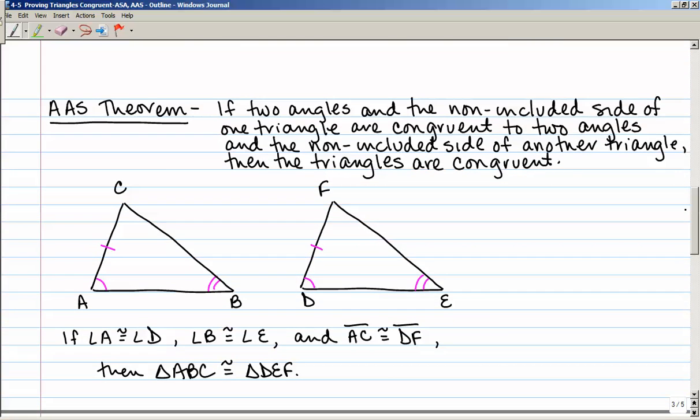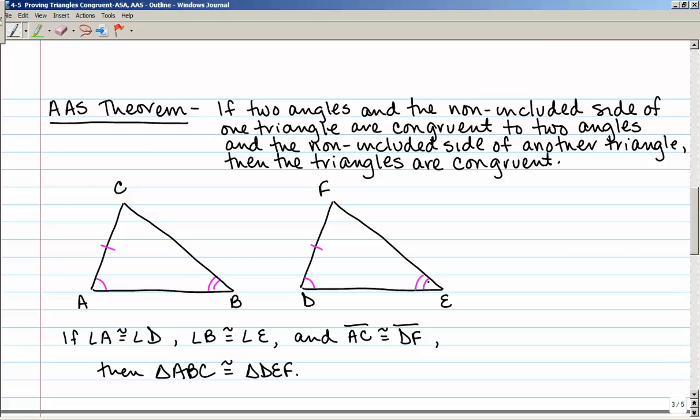The second theorem here is AAS, and this says if two angles and the non-included side of one triangle are congruent to two angles and the non-included side of another triangle, then the two triangles are congruent. So let's take a look at this picture. I have angle A is congruent to angle D, and angle B is congruent to angle E, like we did in our last postulate.